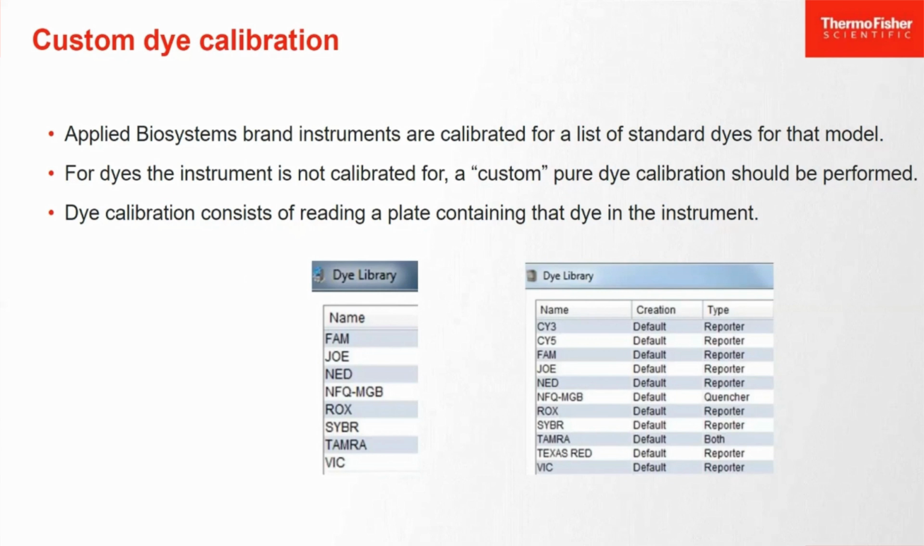Now, each Applied Biosystems brand real-time PCR instrument has a list of standard dyes that it will be calibrated for. If one wishes to use dyes that are not part of the standard dye list, we call those custom dyes. And so we recommend that a custom dye calibration be performed, which I would argue is not that difficult. You have the dye in a plate, and that plate is then read in the instrument.